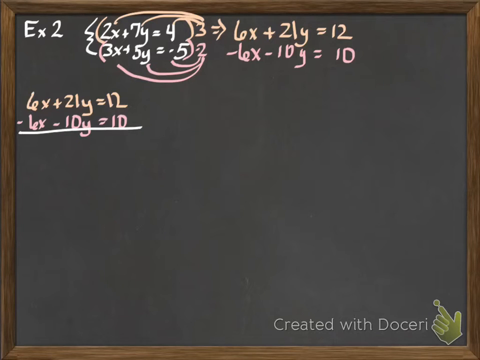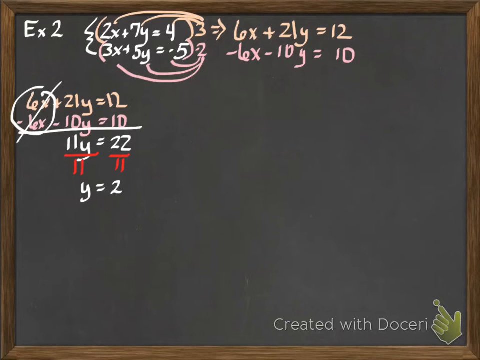Now, if I add these two equations, my x's will cancel out. And so, positive 6x minus 6x is 0x. 21y minus 10y is 11y. 12 plus 10 is 22. Now I'm going to solve that equation. 11y is equal to 22. By dividing both sides by 11, I get y is equal to 2.